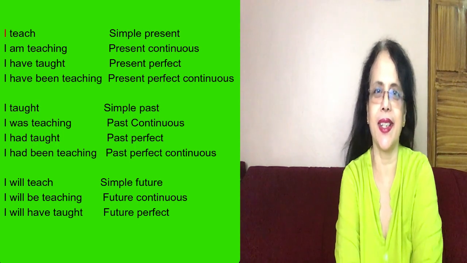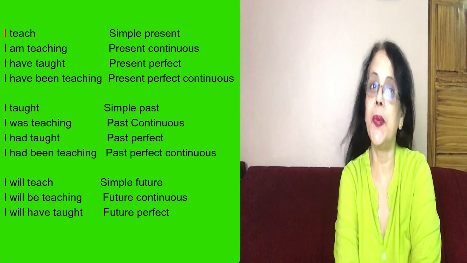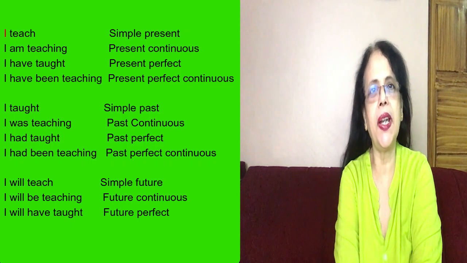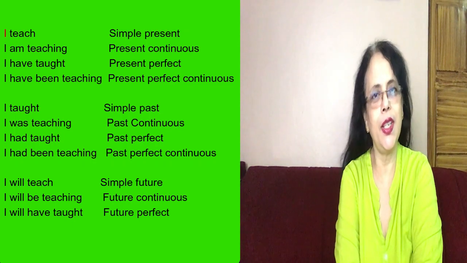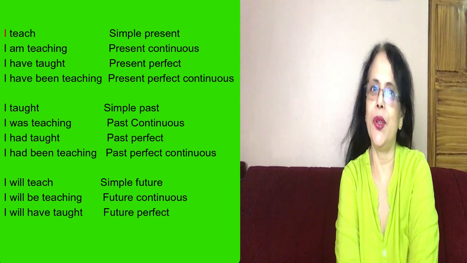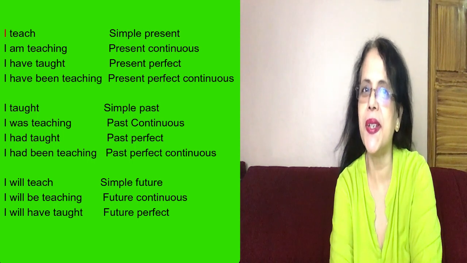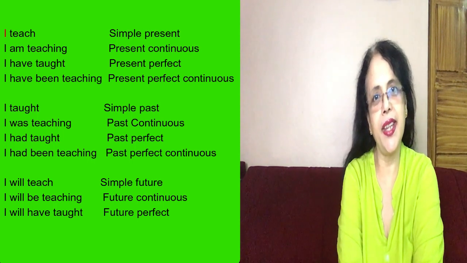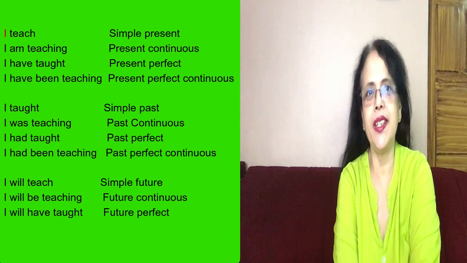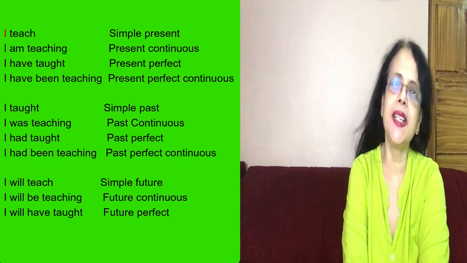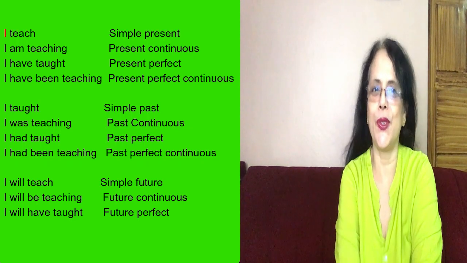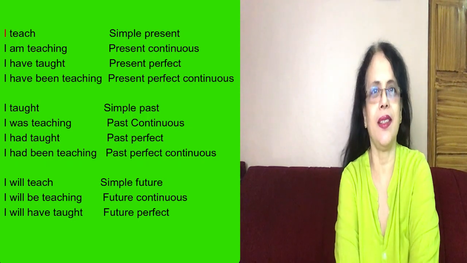Present continuous. I have taught. Present perfect. I have been teaching. Present perfect continuous. I taught. Past tense, simple past. I was teaching. Past continuous. I had taught. Past perfect. I had been teaching. Past perfect continuous. I will teach. Simple future.